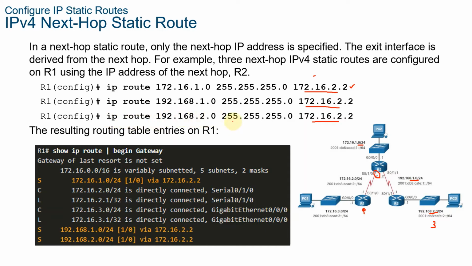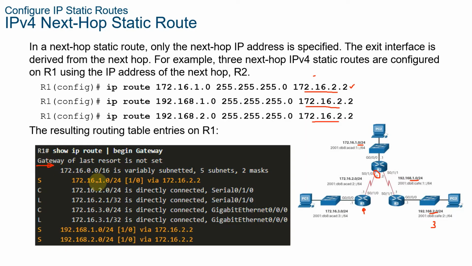192.168.2.0 255.255.255.0 via the next hop IP address, which is 172.16.2.2. All right. Now, after the configuration, you might want to check the entry, or the routing table entries on R1, and that would be possible via show IP route, or you could have the option or the more specific show IP route pipeline begin gateway. So that means that would start with the word gateway here.